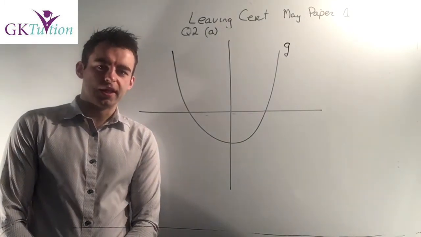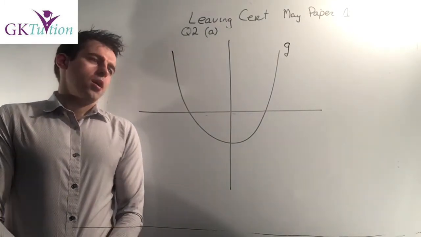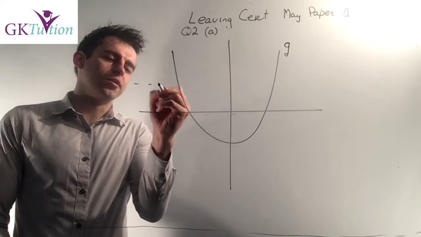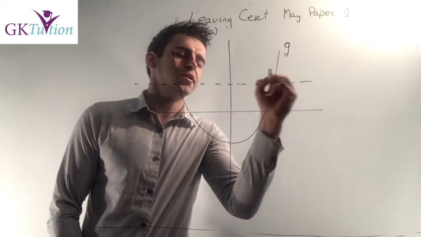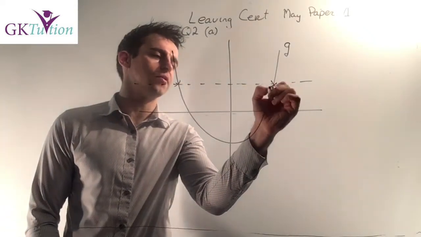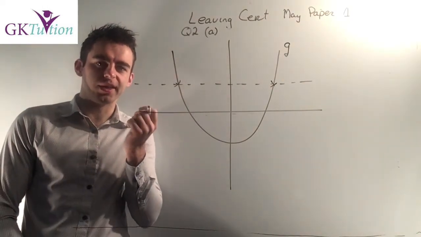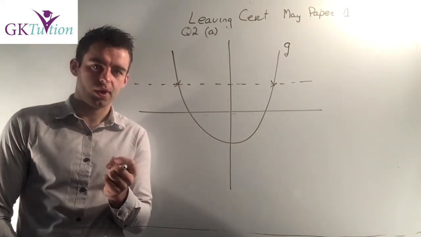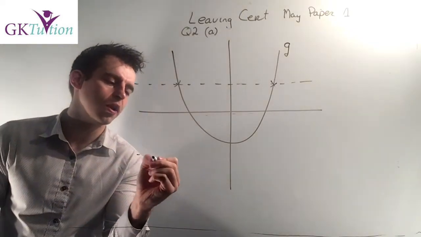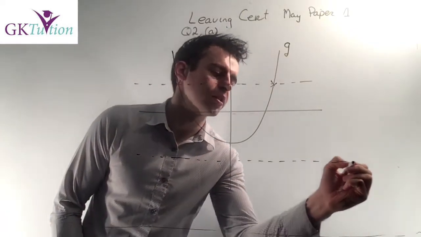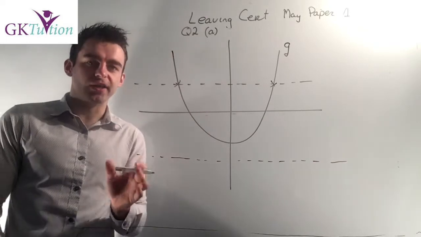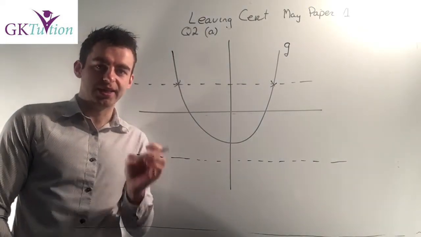Okay, now let's turn our attention to part G. First of all, I could draw a horizontal line here. A horizontal line there intersects the graph twice, which means it fails our test for intersecting at most once. On the other hand, I could also draw a line here. If I drew a horizontal line here, it fails my test for intersecting at least once.